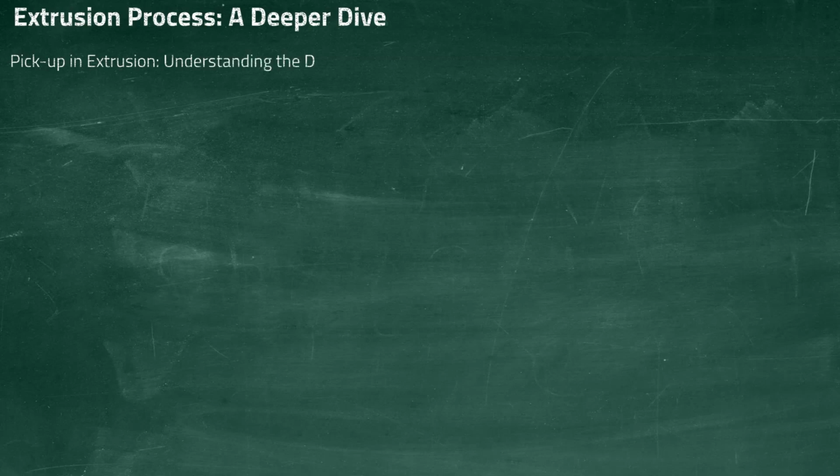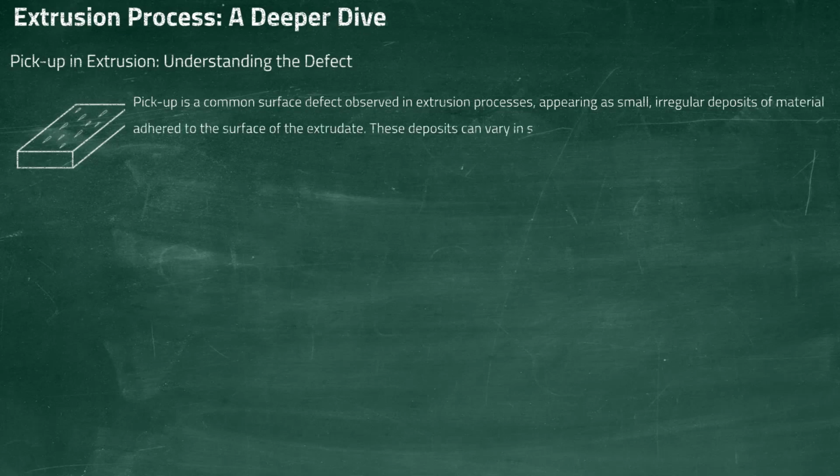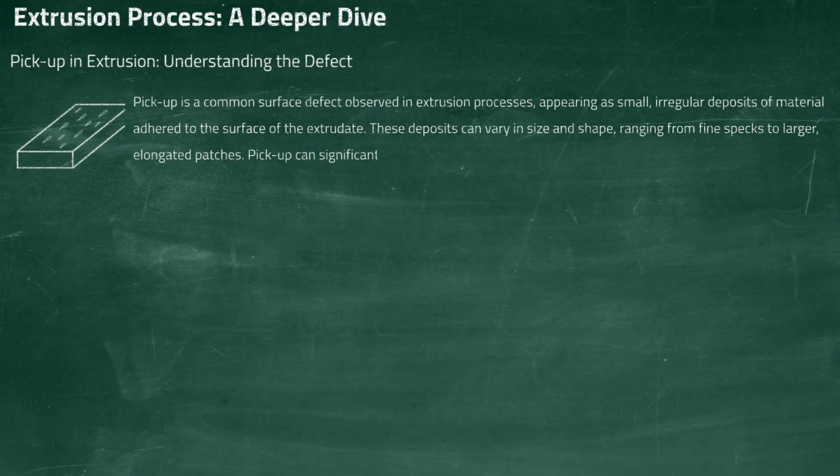Pickup in extrusion. Understanding the defect. Pickup is a common surface defect observed in extrusion processes, appearing as small, irregular deposits of material adhered to the surface of the extrudate. These deposits can vary in size and shape, ranging from fine specks to larger, elongated patches. Pickup can significantly affect the product's aesthetics and, in some cases, compromise its functionality.